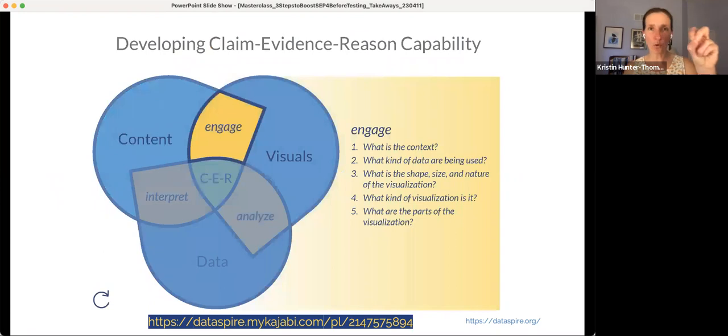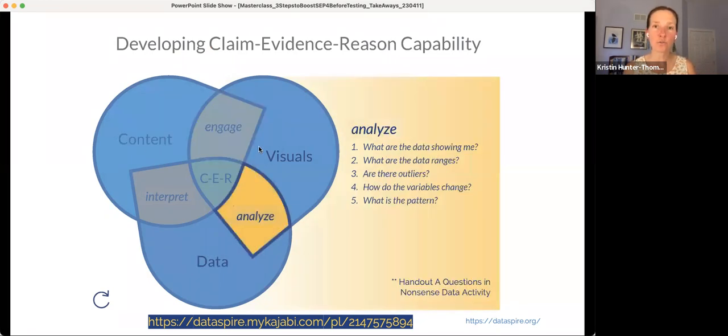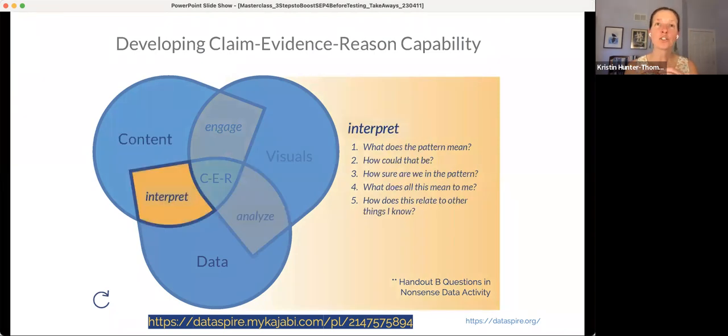And super importantly, as those pieces come together, cognitively, what are we doing? We engage with the data that's on the page between the content and the visuals. We analyze the data as we're connecting the data and the visuals together, and we interpret as we make sense of the data as it connects back to the content. As experts, we do this engage and analyze almost instantaneously, very subconsciously usually, of what's actually on the page. We jump right to this interpret of what it could mean.